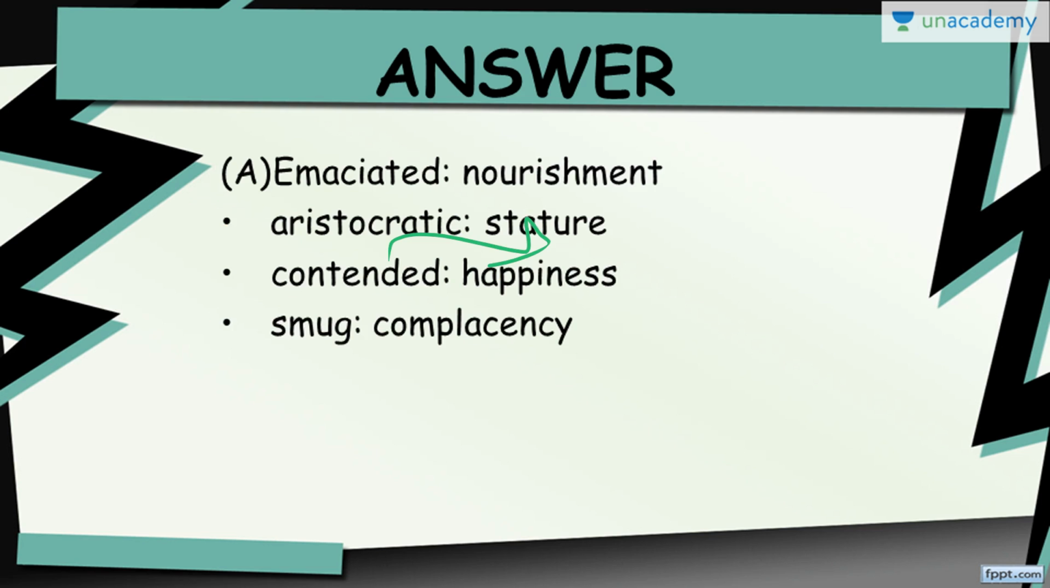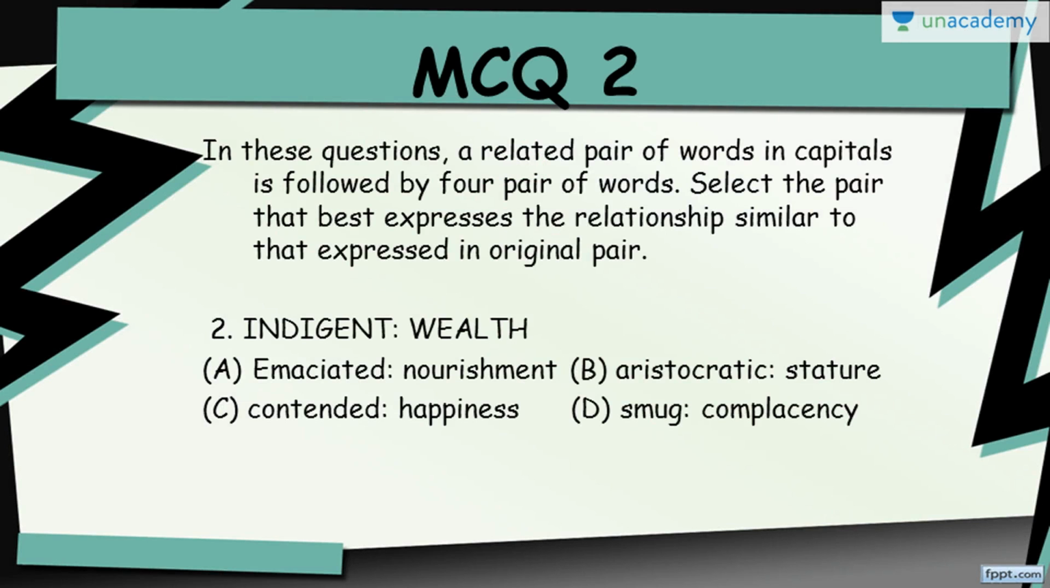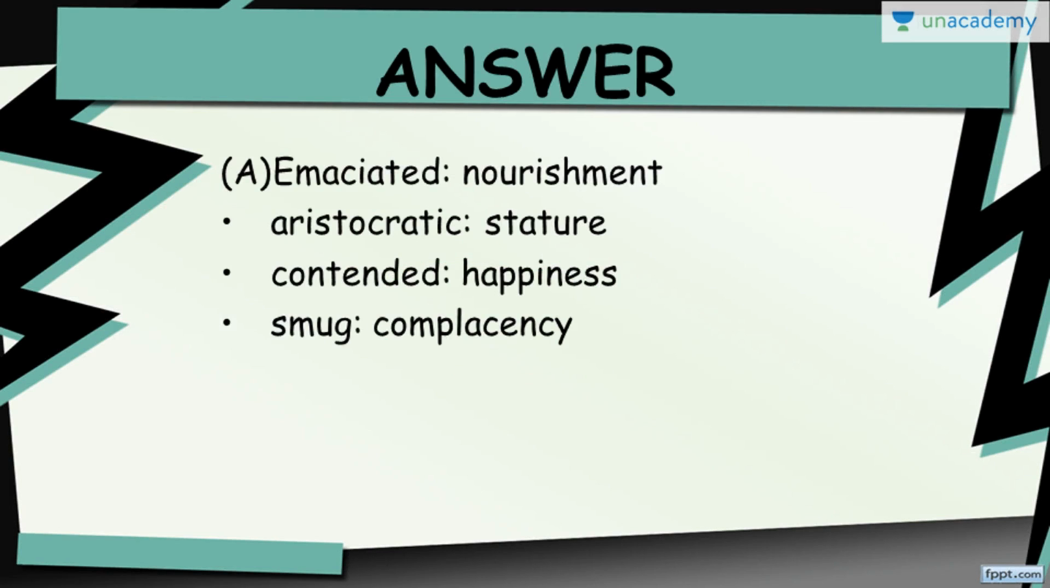And someone who's smug, who's overconfident, or someone who has complacency, a kind of showing off behavior, he won't need complacency. Complacency is a tendency to show off, the tendency to demonstrate things. So someone who already shows off won't require complacency so much. But someone who is emaciated, who doesn't have proper nourishment, he requires nourishment in the same way that an indigent person, a needy person, requires wealth. So this is the relationship which we found in this question.